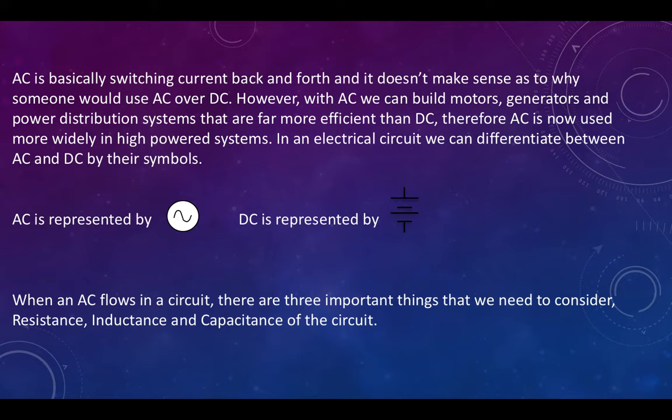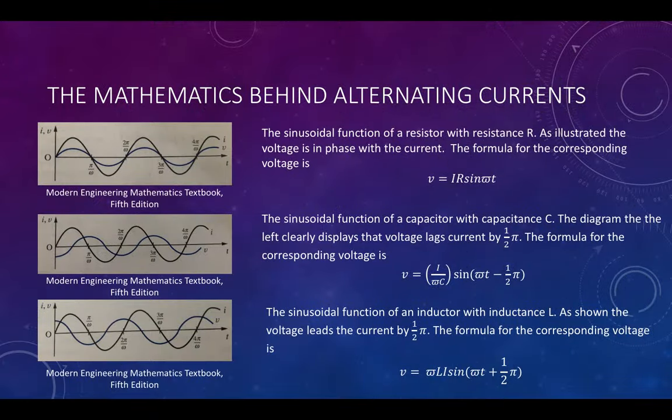In an electrical circuit, we can differentiate between AC and DC by their symbols, as you can see below. When AC flows in a circuit, there are three important things that we need to consider: resistance, inductance, and capacitance of the circuit. The mathematics behind alternating current in electrical networks. The voltage within an AC circuit is strictly dependent upon the resistance, capacitance, and inductance of the circuit.